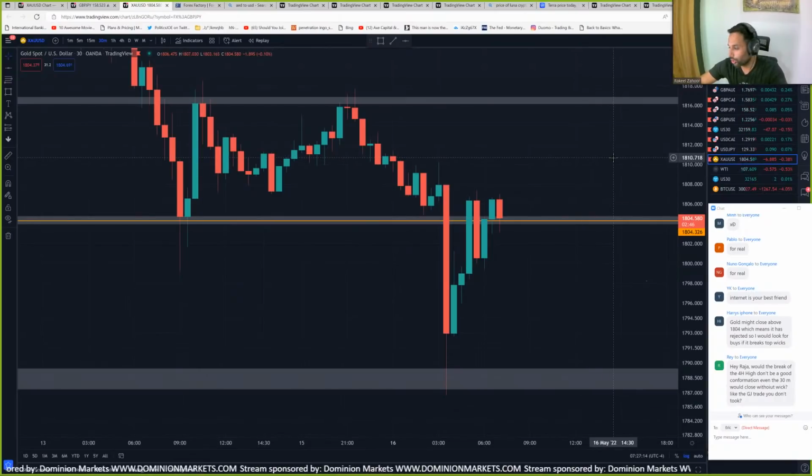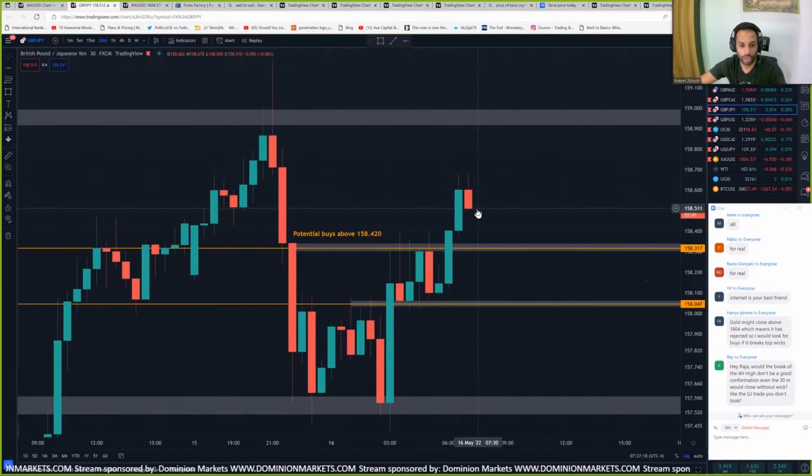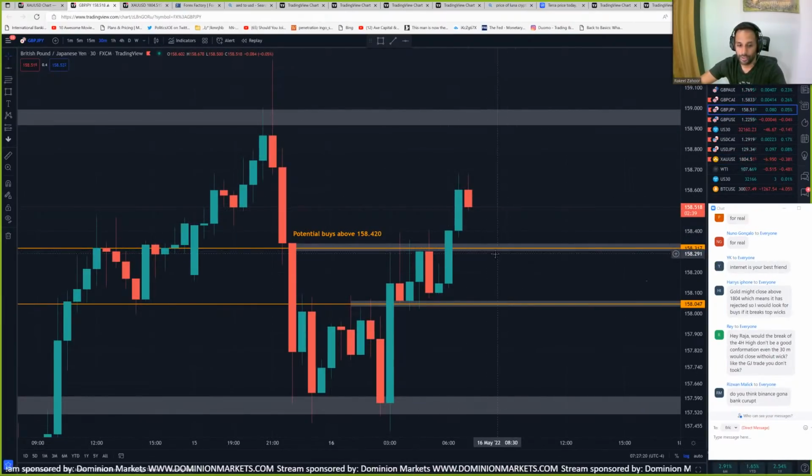All right, still waiting over here. We've got about 2 minutes left. Pound yen as well, I would want to see some sort of a retracement down to take a buy to go up.